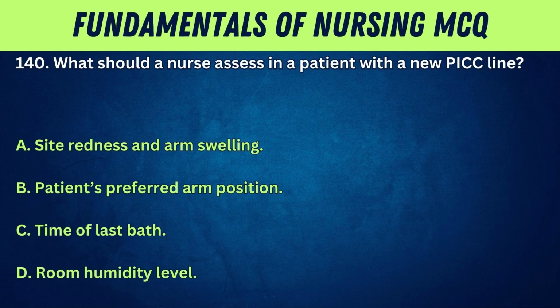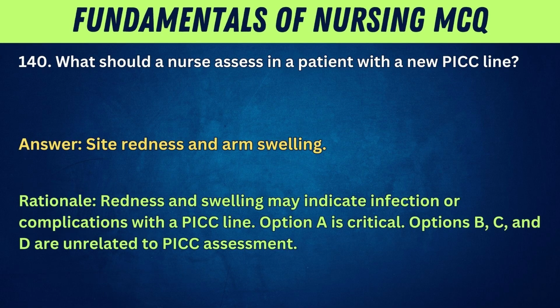140. What should a nurse assess in a patient with a new PICC line? A. Site redness and arm swelling. B. Patient's preferred arm position. C. Time of last bath. D. Room humidity level. Answer. Site redness and arm swelling.